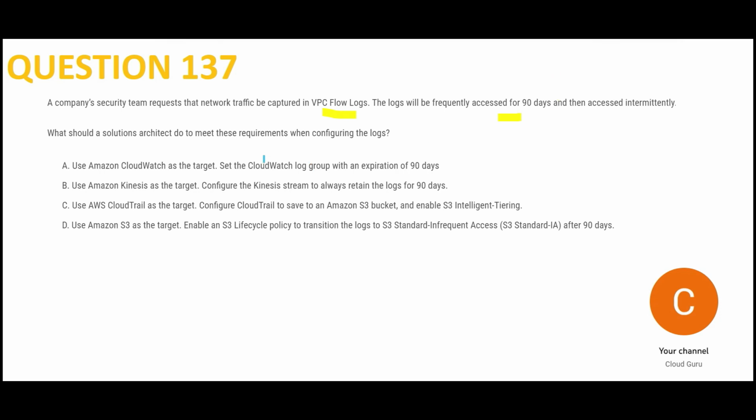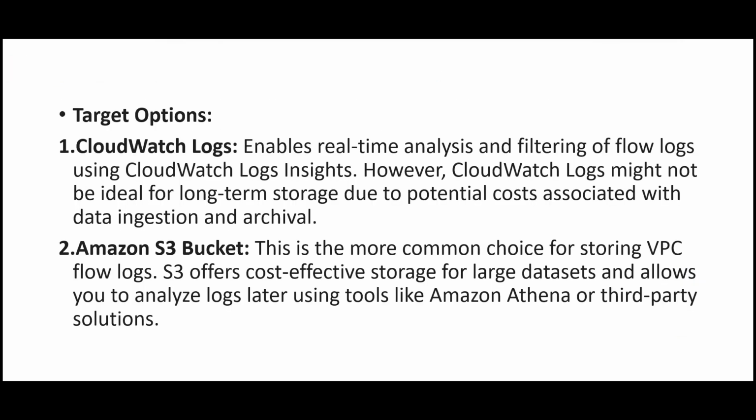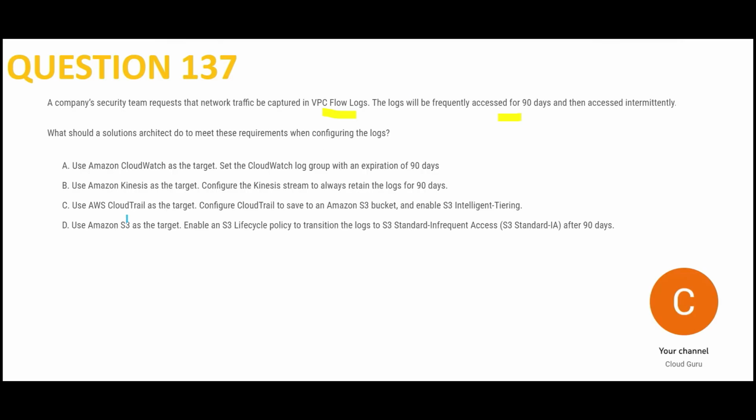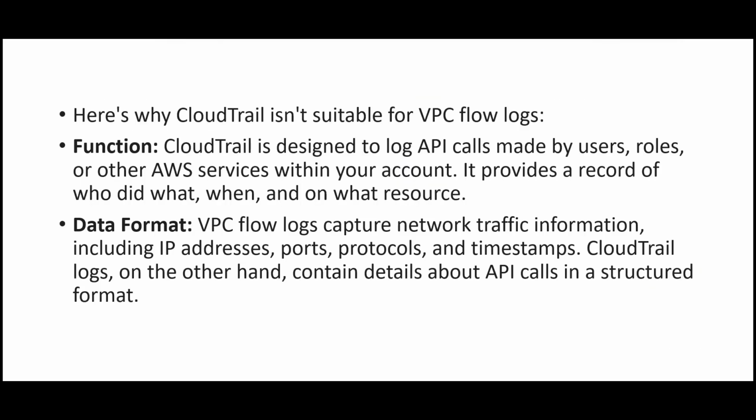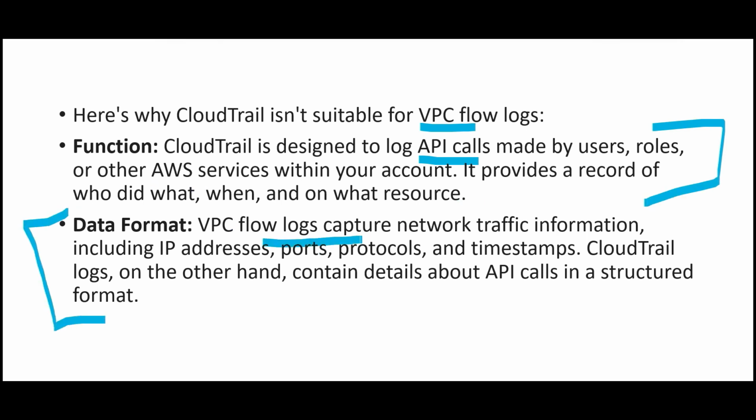In this question, it is very important to understand what the different targets for VPC logs can be. There are normally two key targets: CloudWatch Logs and S3 bucket. CloudTrail cannot be a target because it is not suitable for VPC flow logs. Why? Because CloudTrail is designed to log API calls made by users, etc. It's a very different purpose. It is used for auditing and activity tracking, not for capturing VPC logs.